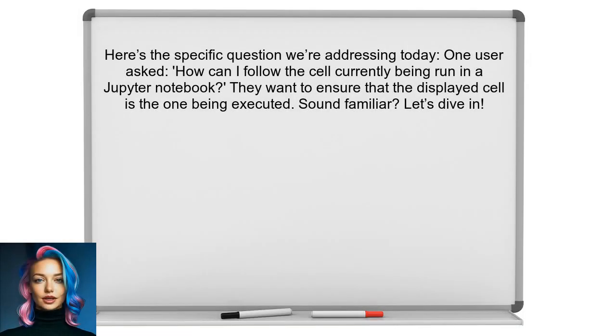Here's the specific question we're addressing today. One user asked, "How can I follow the cell currently being run in a Jupyter Notebook?" They want to ensure that the cell displayed is the one being executed throughout the notebook. Sound familiar? Let's dive into this.